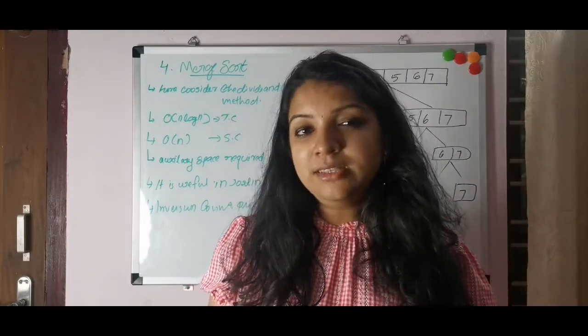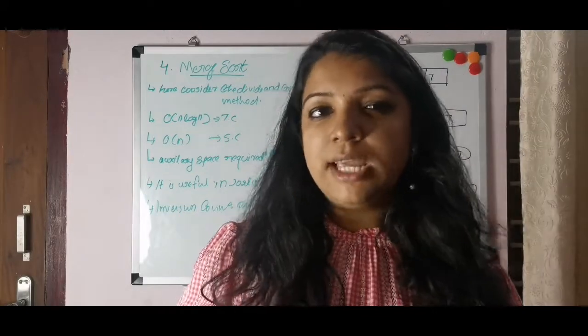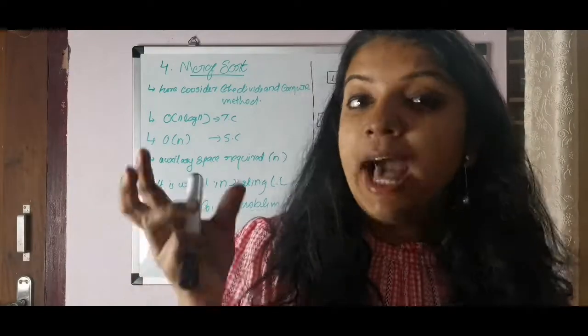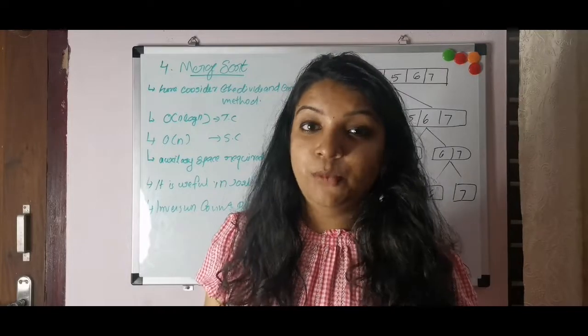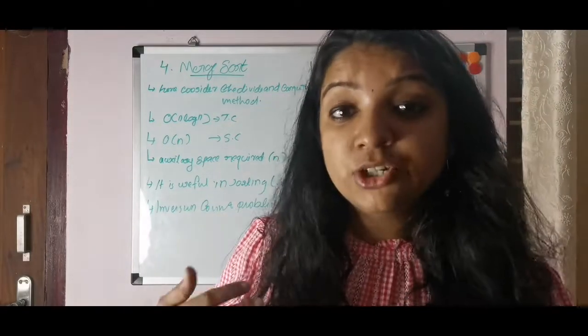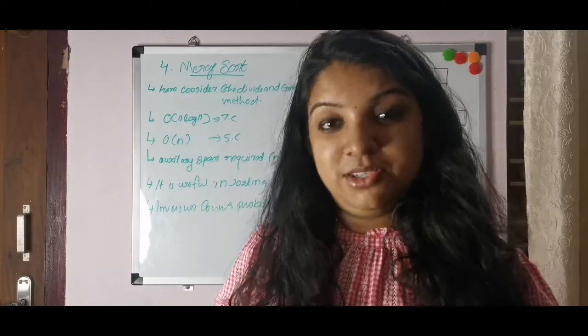And the merge sort takes some space. That means if the array size is n, it will take n auxiliary space also, because each recursion call will store the data. So that is the main reason it takes some space also.